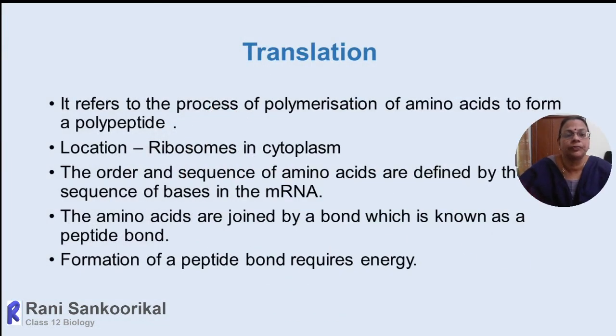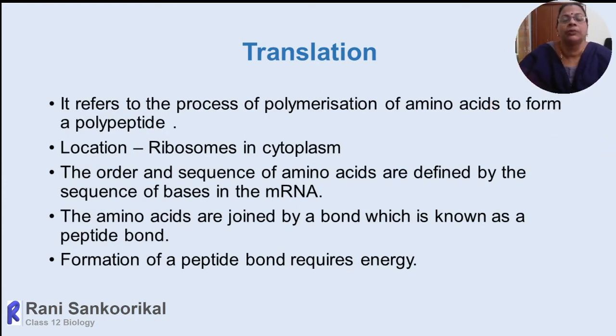So here it refers to the process of polymerization of amino acids. So how are the amino acids assembled or connected with each other? It is with the help of a peptide bond. So the peptide bond joins the carboxyl terminal of one amino acid with the amino terminal of another amino acid with the help of a CONH bond. That CONH bond is called a peptide bond.